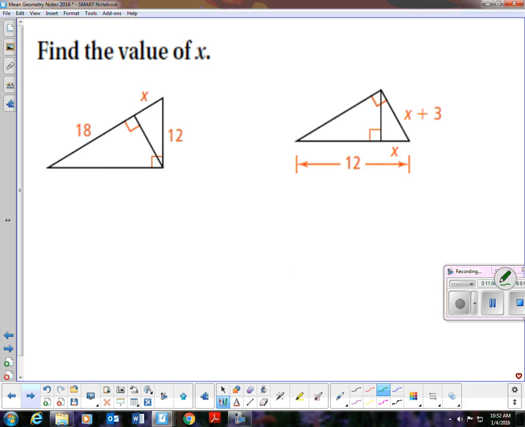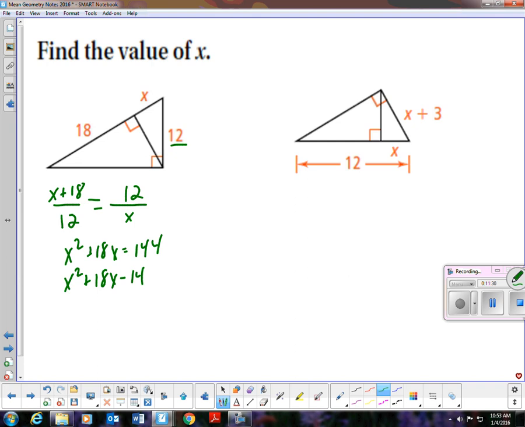So if we look at the first one, because this is on the outside here, that means I'm going to use the second corollary. So I always like to start with my proportion, and my legs go in the same place, and then I have the whole hypotenuse, x plus 18, and the part closest to the 12, which is x. Cross multiply, that's x squared plus 18x equals 144. So that's x squared plus 18x minus 144 equals 0.